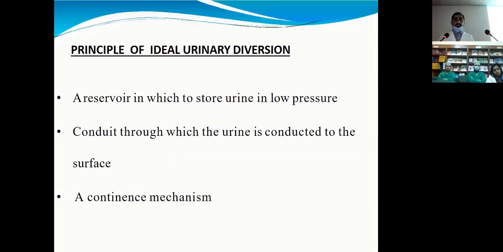The principles of the ideal urinary diversion: a reservoir in which to store the urine at low pressure, a conduit through which the urine is conducted to the surface, and a continence mechanism.